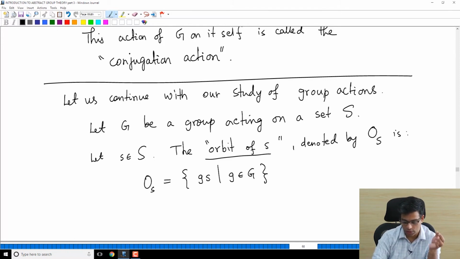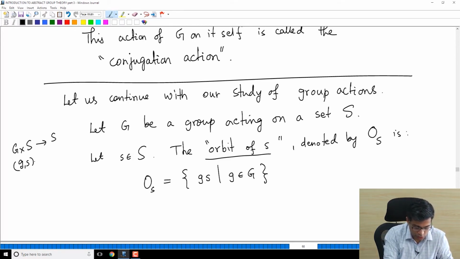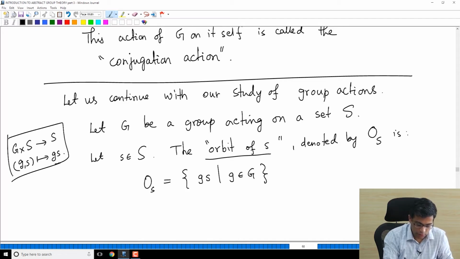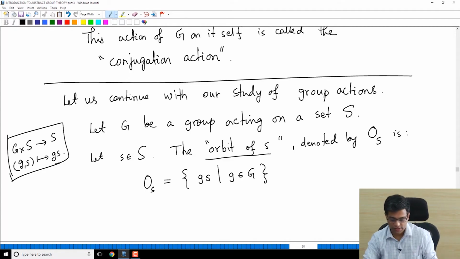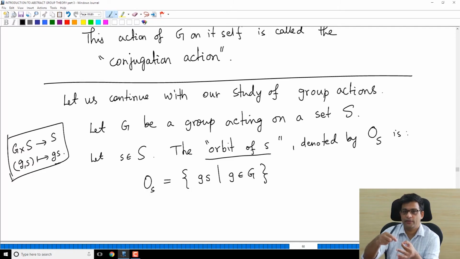So I am going to use gs to denote the action. So here we have G cross S to S. I will take a small g, small s, and I will denote its image by gs. I will not use star or dot, just for simplicity. So I take small s, see wherever it travels under the action of capital G. So take one element small g, take another element g prime, take g double prime.